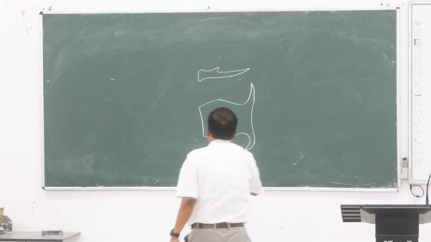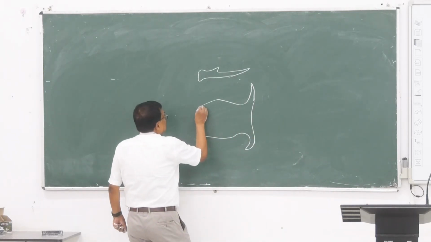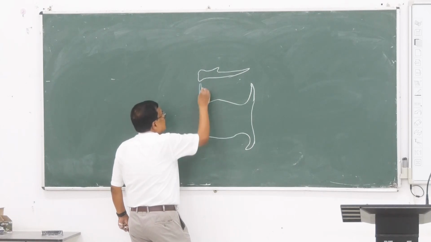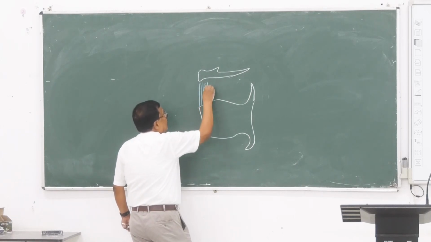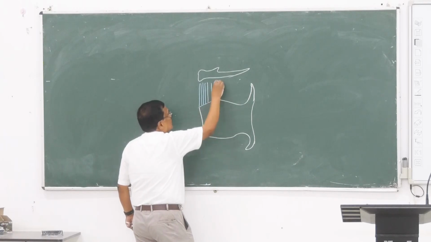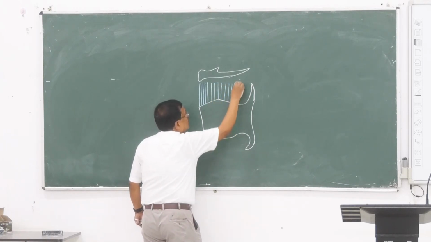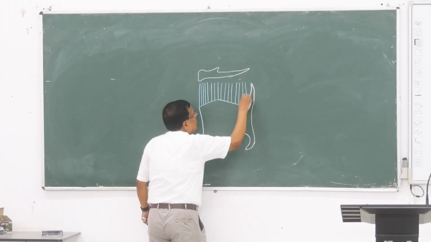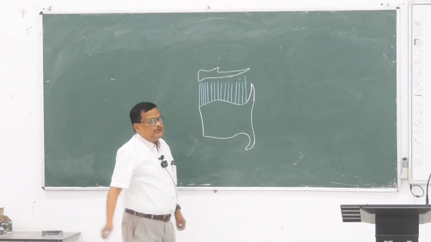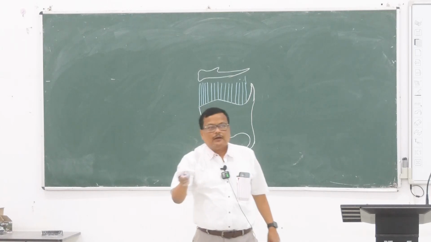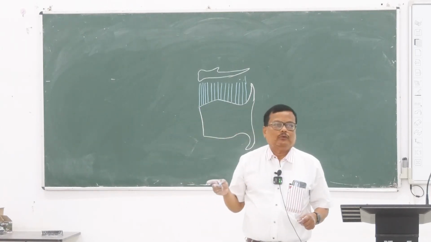To the upper border of the thyroid cartilage, a membrane is attached, to the hyoid bone. I taught in yesterday's batch, to the lower border or the upper border of the hyoid bone.